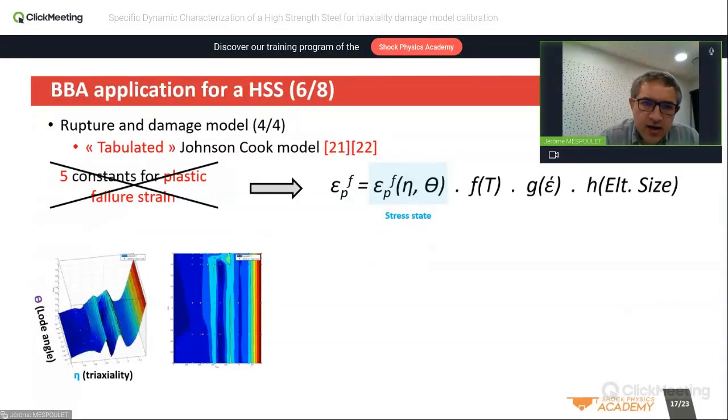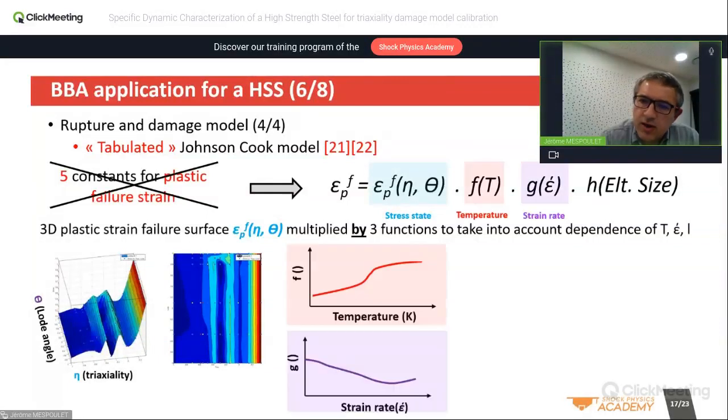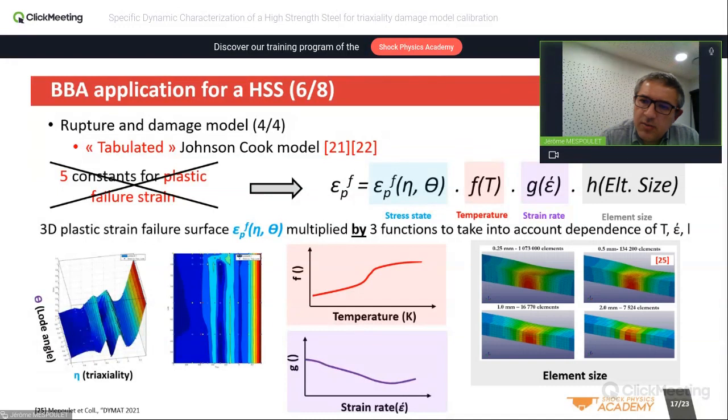And to face this lack, the tabulated Johnson-Cook model was developed, so instead of 5 constants, you have the failure strain here, and by making all the tests I presented before, you define in terms of the stress state the failure strain as a function of the triaxiality and the load angle. And as soon as you get this 3D plastic strain failure surface, you multiply it by 3 functions to take into account the dependency on temperature, the dependency on the strain rate, but also it includes the dependency on the element size.